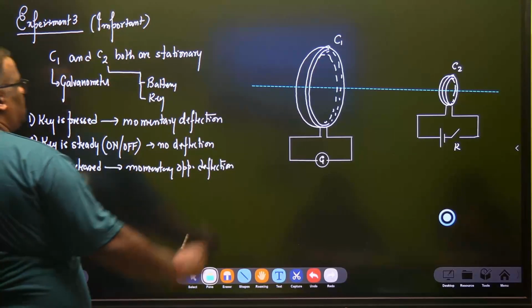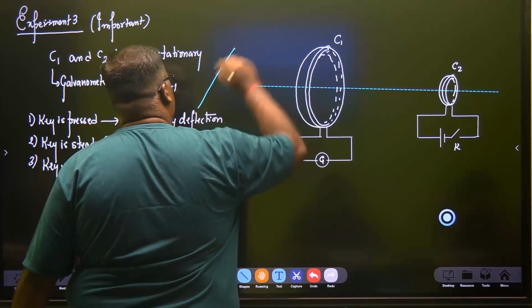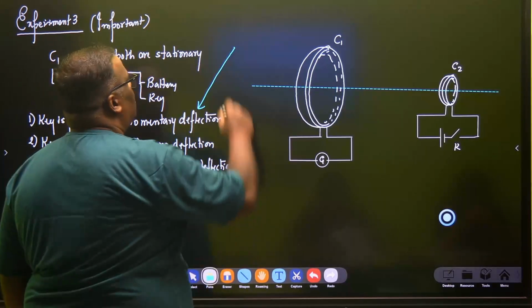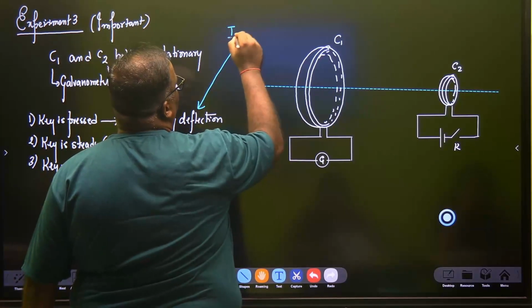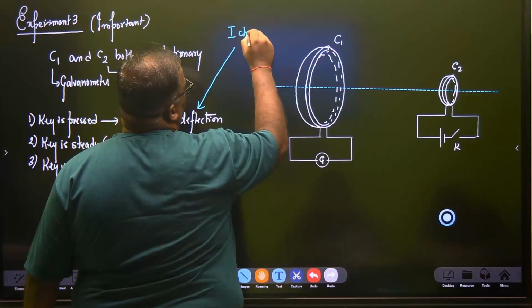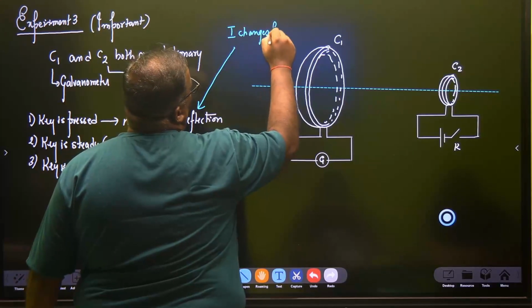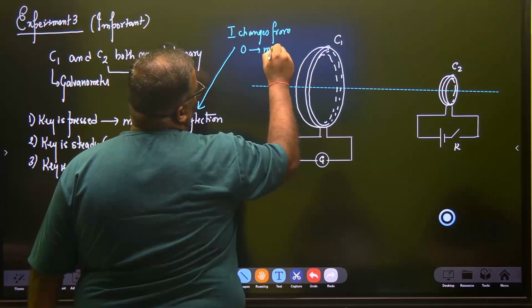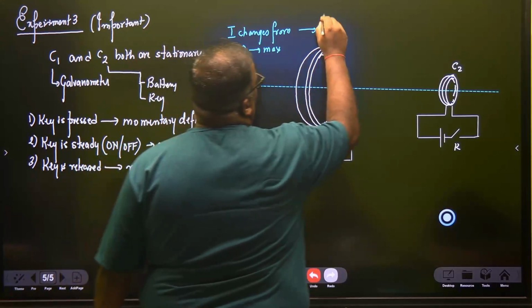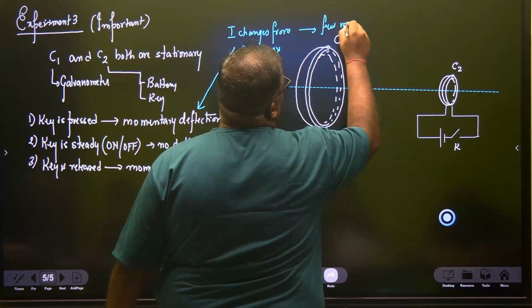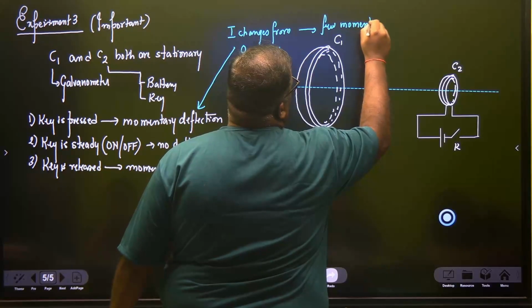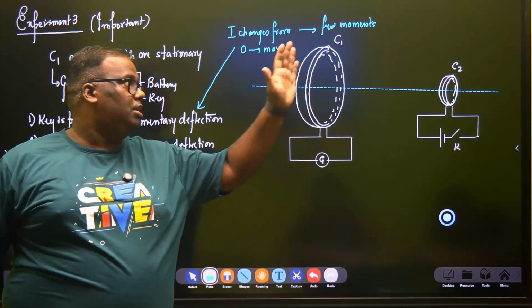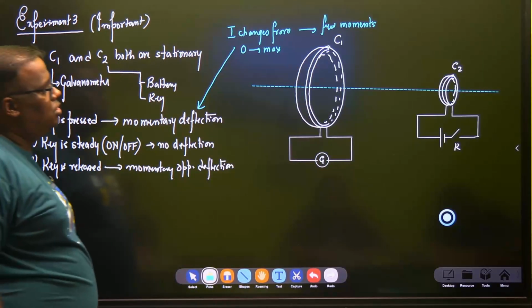Okay, let's see what happened in the first thing. When you turn the switch, key is pressed. What about your current? Your current changes from 0 to maximum. Don't you agree? For few moments. The current does not become constant in one go. You switch it on, the current changes from 0 to maximum.